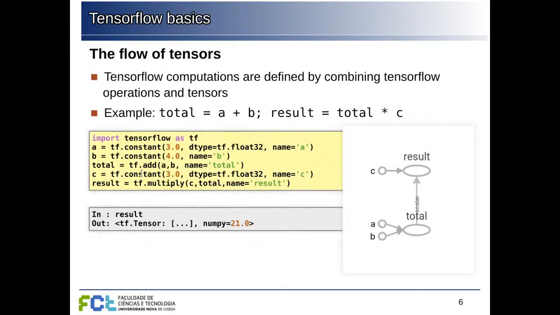So then we can chain other operations. For example, create a new C here, multiply, and then you have here the different steps on this computation graph where we are adding A plus B and then taking this tensor and multiplying it with C and obtaining the result there.